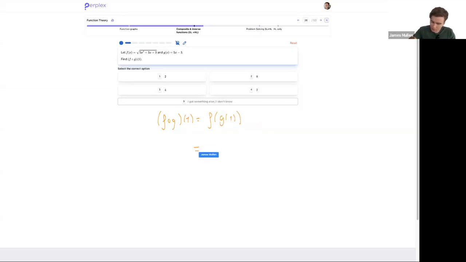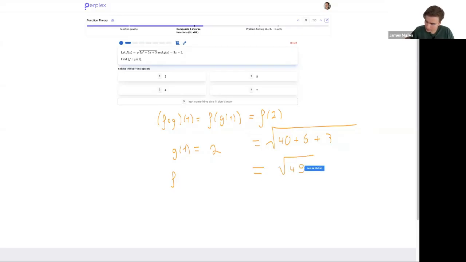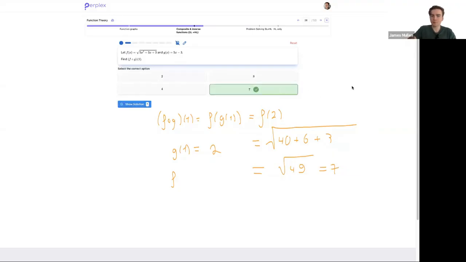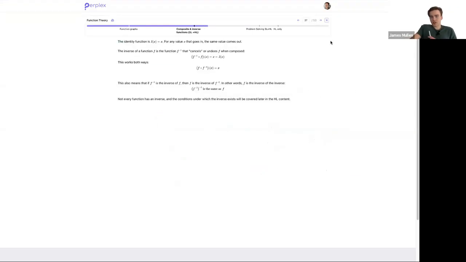And that's equal to, let's start by finding g of 1. 5 times 1 minus 3 is 2, so then f of g of 1 is the same as f of 2. So I have 5x cubed. So I have a square root. 5x cubed is 40 plus 6 plus 3. That's the square root of 49. That's equal to 7. So option number 4. Next concept, the identity function.